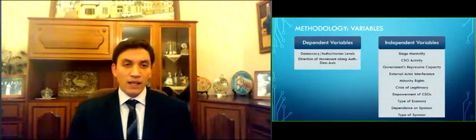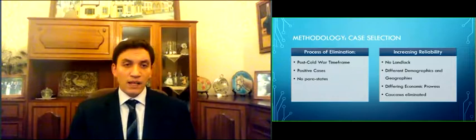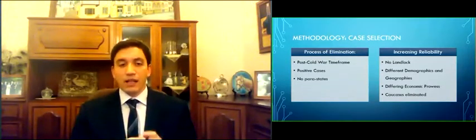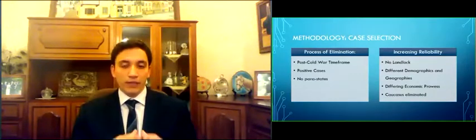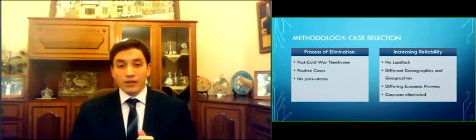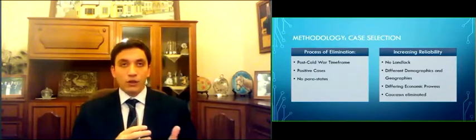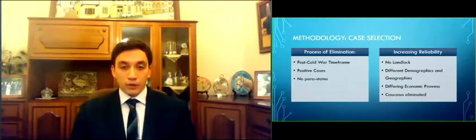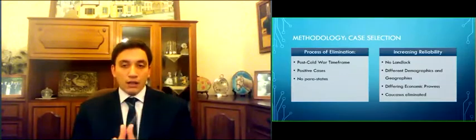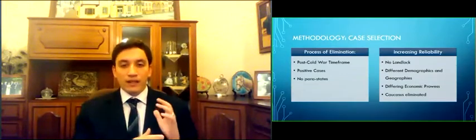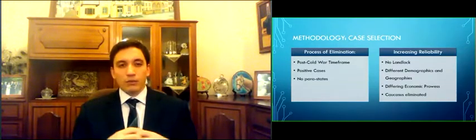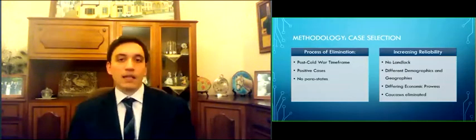For the case selection, I eliminated anything that came before the Cold War because the post-Cold War timeframe has a different flavor to the understanding of democracy and democratization. I looked at positive cases especially and no parastates that were not fulfilling the complete functions of a state. And in order to increase reliability, I didn't look at landlocked or Caucasus-based unrecognized states because they would have very specific dynamics unto themselves. And I chose unrecognized states with different demographics, located in different geographies, and with different economic policies in order to be able to really generalize from the few to many as much as possible.